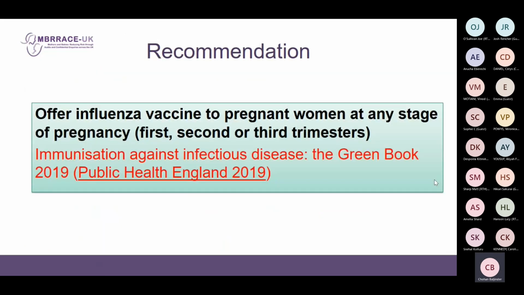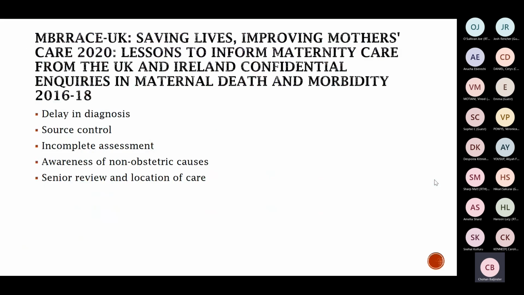So this just summarises that. This was one of the recommendations at the time for the flu vaccination. The last few slides are again from the Embrace report, looking at the general themes. What's really sad about all these deaths is that a lot of them are avoidable, and a lot of the themes that come out are the same, as I've said throughout: delaying diagnosis, not finding a source, not assessing the patient properly, not thinking of non-obstetric causes, and not getting a timely senior review or caring for the patient in the right place.